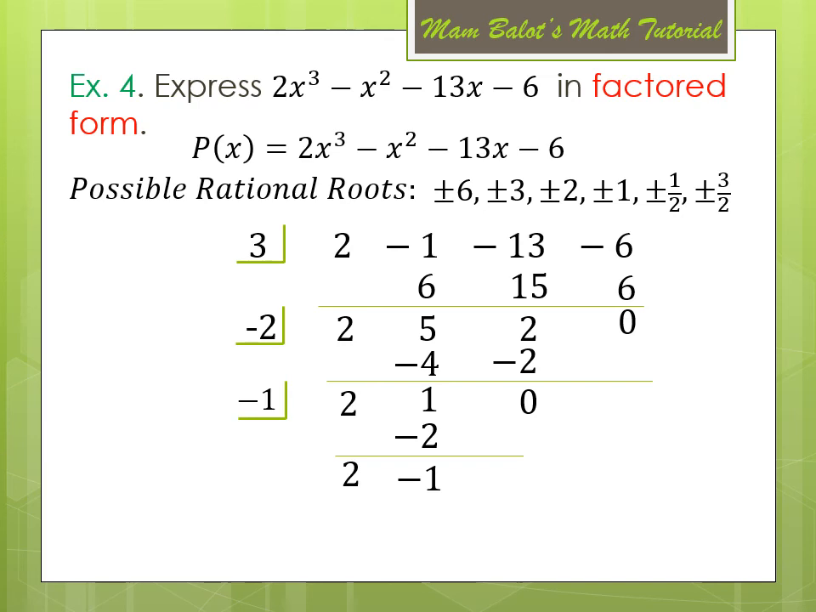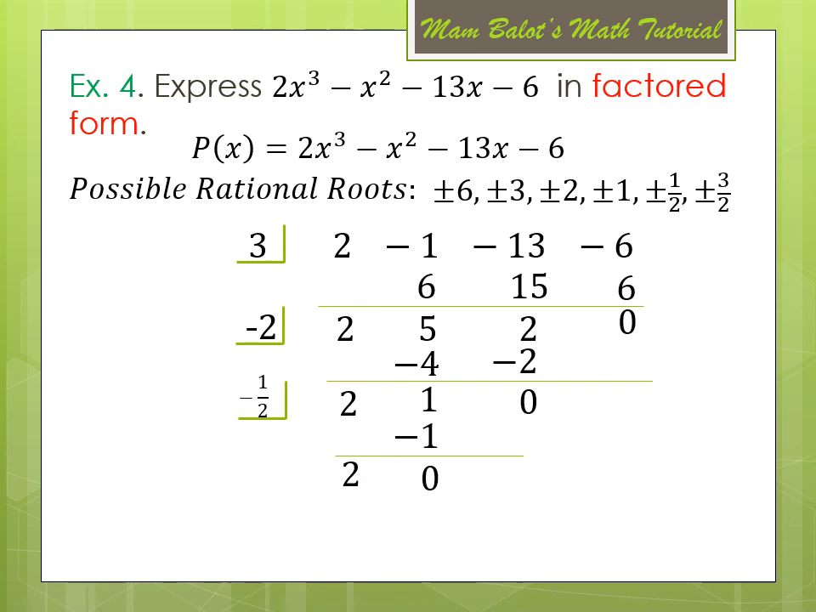Let's try negative 1/2. We need to bring down 2. Then 2 times negative 1/2 is negative 1. And 1 plus negative 1 is 0. Therefore, negative 1/2 is a root of this polynomial. Now you have to take note that the degree of the polynomial is also the number of roots it has. Since in this polynomial the degree is 3, we have also 3 roots.